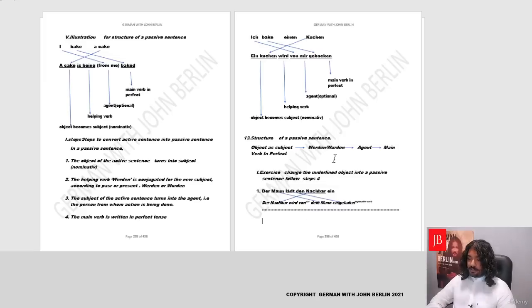Then we'll introduce the agent with the help of von. We'll say von dem Mann, from the man. And then we'll introduce the verb einladen, which is to invite, in perfect form. If you remember how to make perfects, you add the GE in a trennbares Verb, separable verb, in between. It becomes eingeladen. You end this one with EN. Perfect. Der Nachbar wird von dem Mann eingeladen.